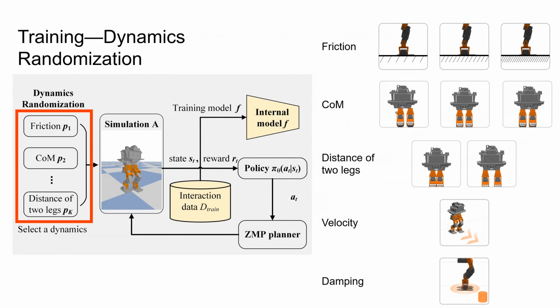To learn policies that can handle various robot dynamics, we use dynamic randomization as the first step. The dynamics parameters that we vary are COM, friction coefficient, damping coefficient, and distance of two legs. In addition, we train and adapt the policies on different walking velocities to test the task transferability.